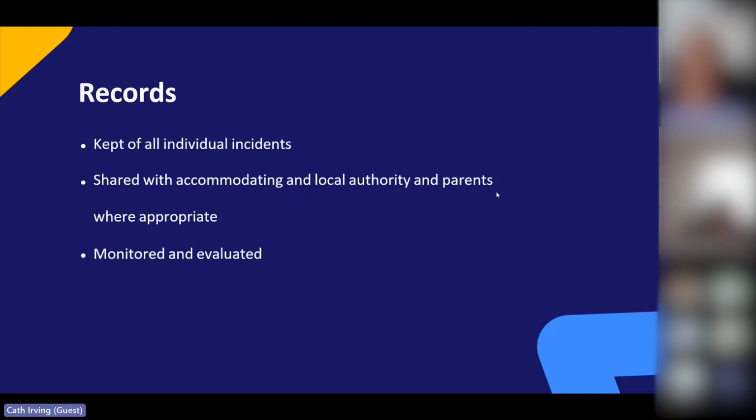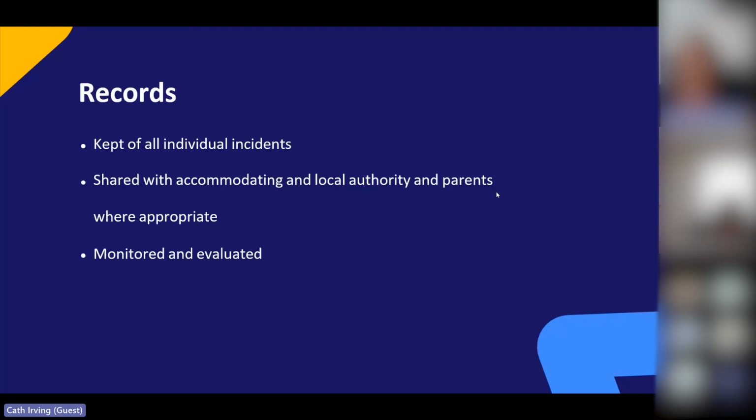You need to be keeping records, as with everything else, of any incident when a young person goes missing, and those records need to be shared with the accommodating and the local authority. Where appropriate, they may need to be shared with parents as well. And you need to be working with the accommodating authority and any other relevant persons to monitor those incidents and evaluate, to consider what's worked well, and maybe some changes that you might need to make within your service.